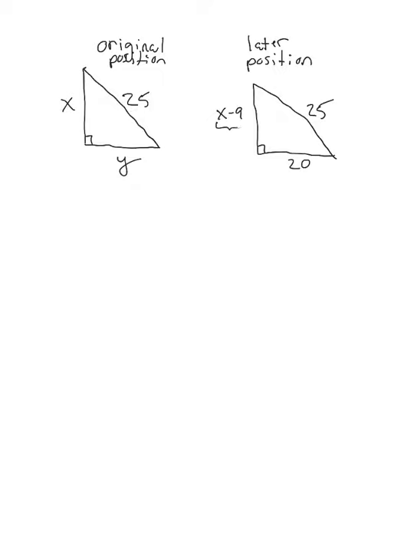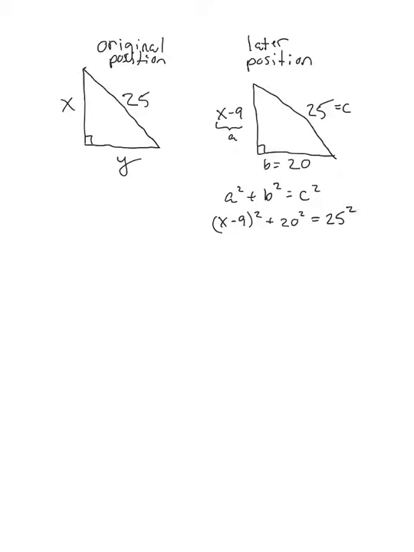We're going to call this our A, that will be our B, and this will be our C. So we'll go with A squared plus B squared equals C squared. Our A is going to be x minus 9 squared, plus our B squared, which is 20 squared, which is equal to C squared, which is 25 squared.